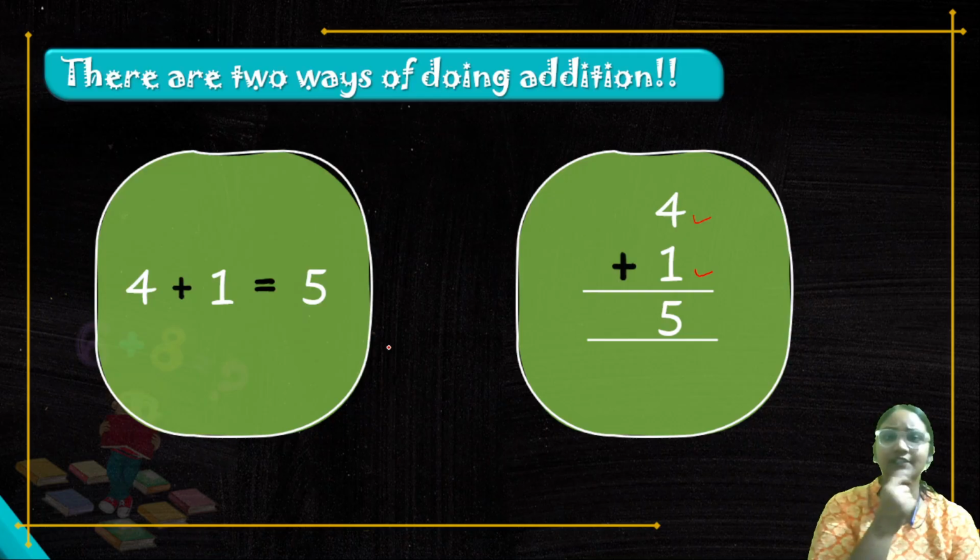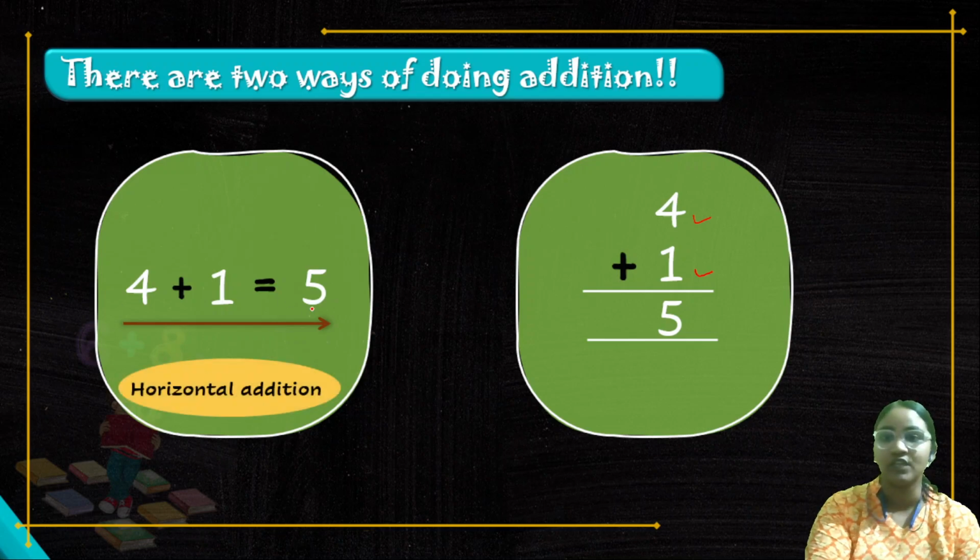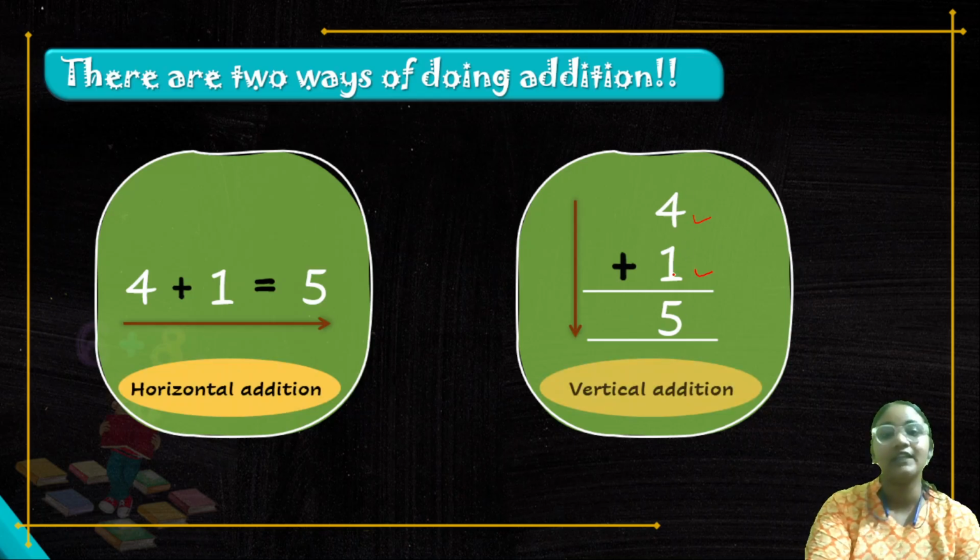But what is the difference between these two? Nothing. Just the way they are written. In this, we have written from left to right, right? In a row horizontally. So this is known as the horizontal addition, right? And in this way, we have written it from top to bottom in a straight line. This is known as a vertical addition. So these are two types of addition, students, horizontal addition and vertical addition, right?